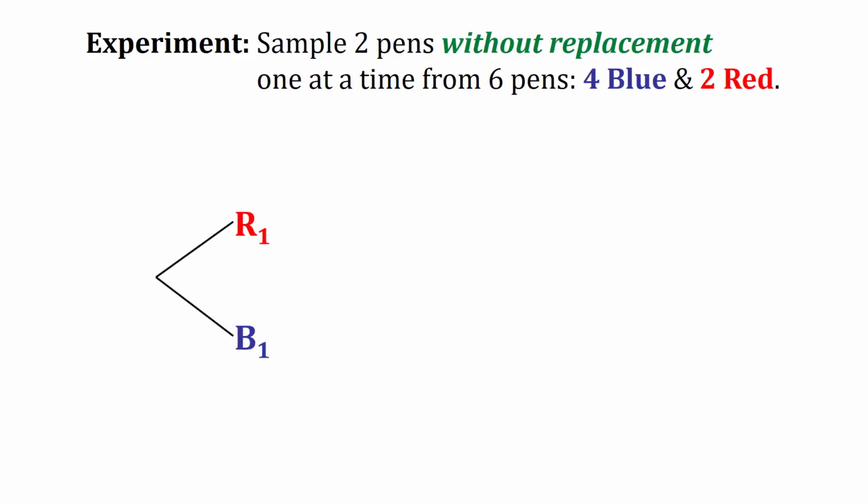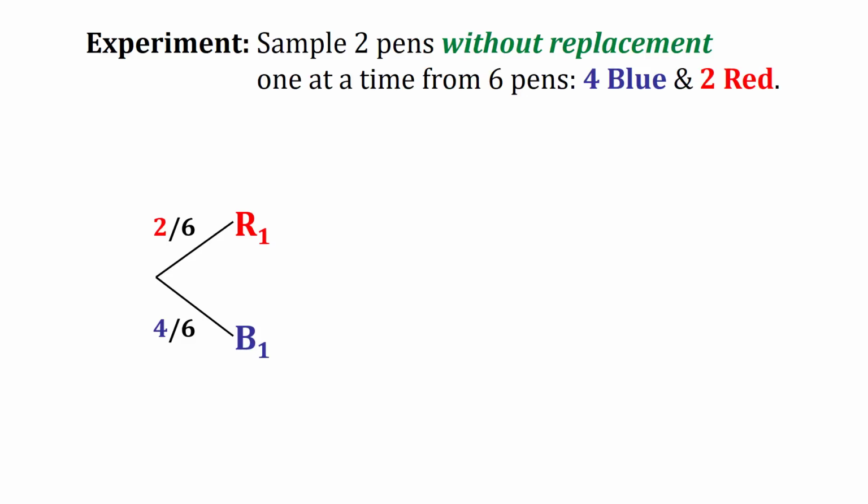The first thing that happens is I pull out a pen. And so I'm going to denote the possible outcomes, possible events here, as R1 and B1. R1 means the first pen I pulled out was a red pen, and B1 is that the first pen I pulled out is a blue pen. Now, assuming each of the pens are equally likely to be chosen, the probability that I pull out a red pen on the first sampling is 2 out of 6, because there were 2 reds out of the 6 total. And then its complement, pulling out a blue pen on the first try, would be 4/6, because there are 4 blue pens out of the 6 total.